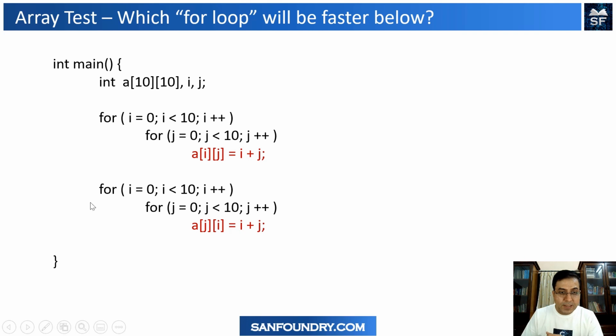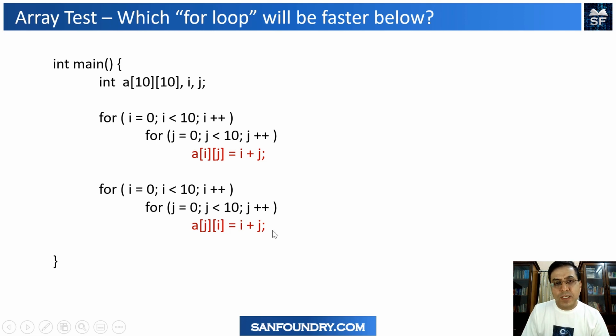In the second case, it is not sequential. We go to the first row and the first column. Then you go to the second row and the first column. Then the third row and the first column. So we are jumping. Once this gets over, then we come back to the first row and then the second column, and so on. So we are jumping around, and it will not be faster, even though the end result is going to be the same, i plus j.